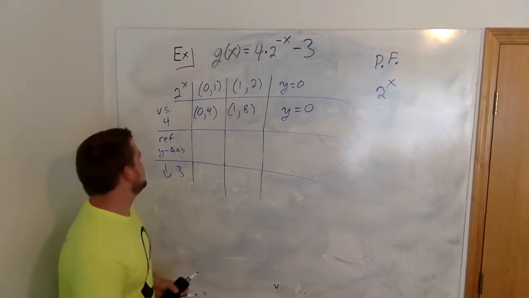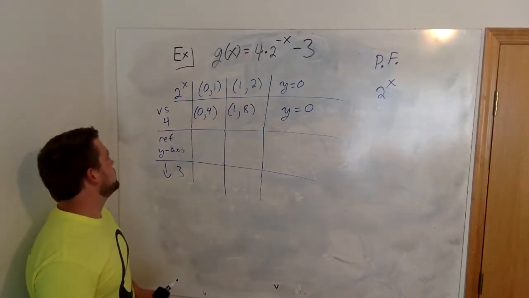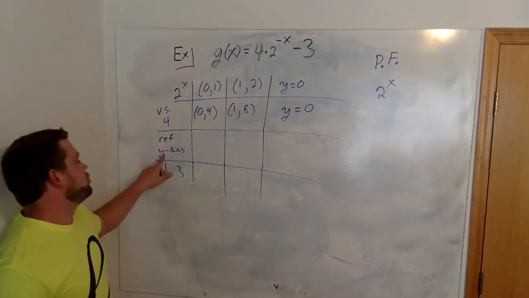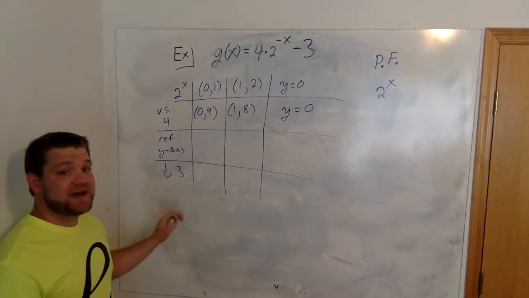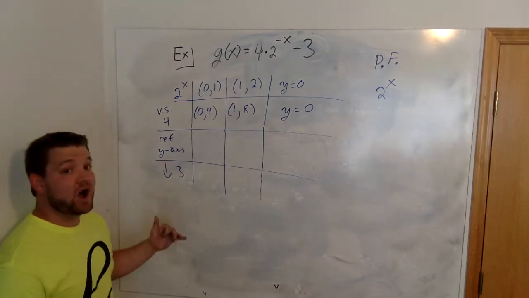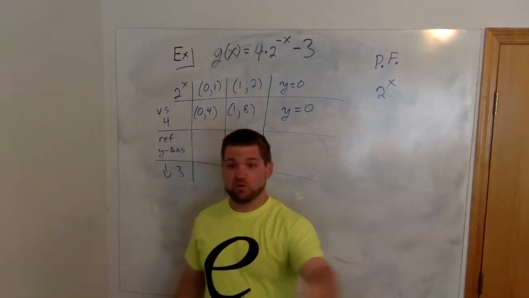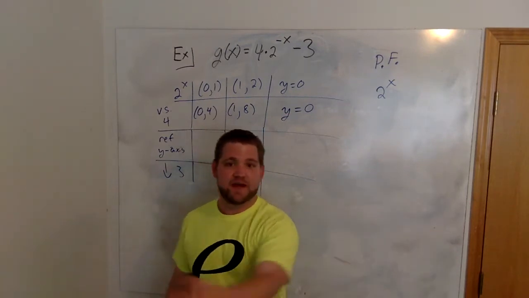Now we're going to reflect these over the y-axis. What is that doing? Don't let the word y-axis confuse you. When I'm reflecting over the y-axis, this is not affecting my y values. It affects the x values. I do this every single time.